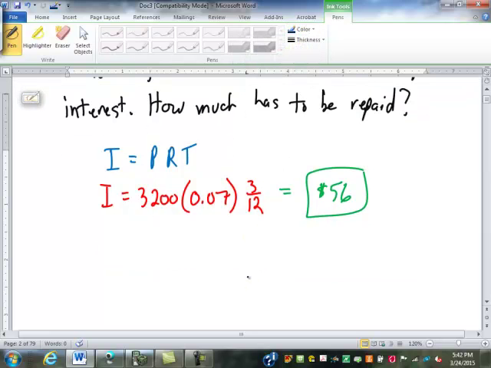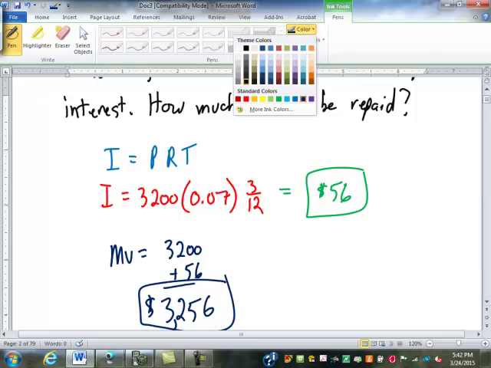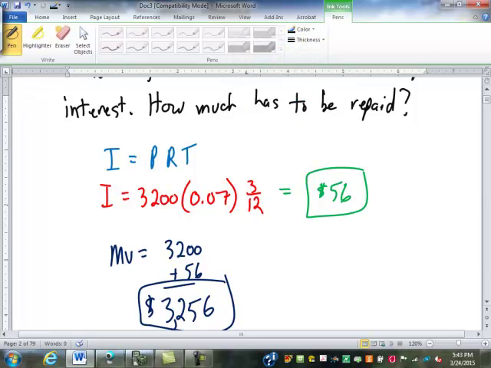So now that's our interest. Our maturity value will be the original 3,200 plus the $56. So $3,256. What do you think? Good stuff?